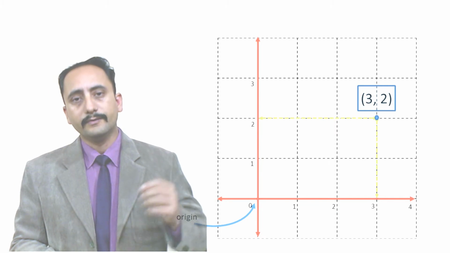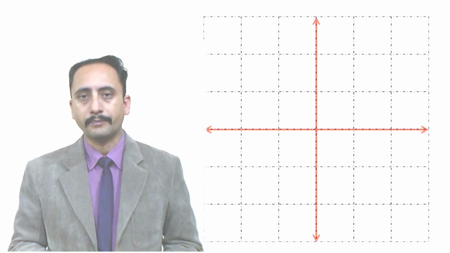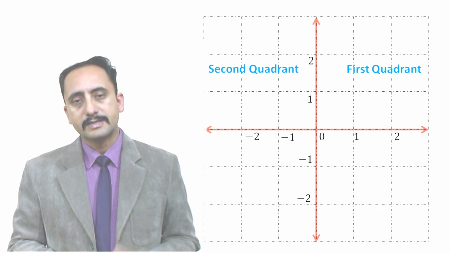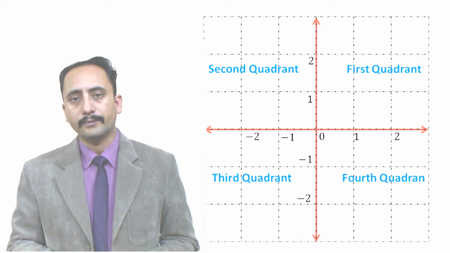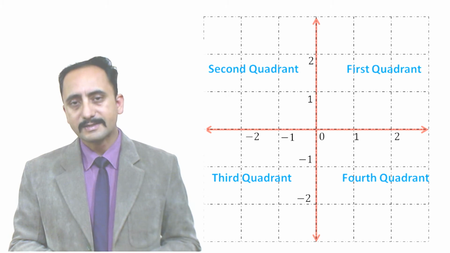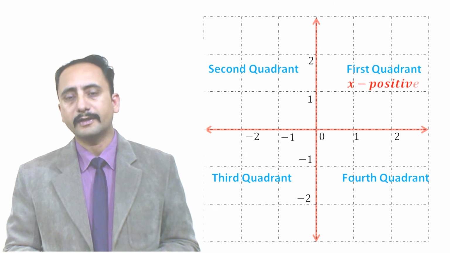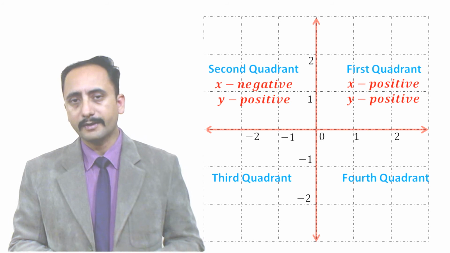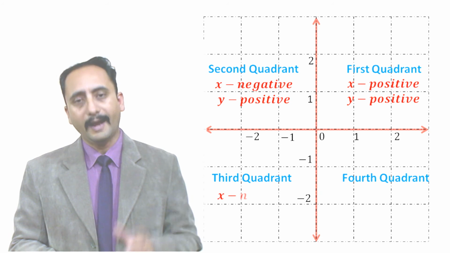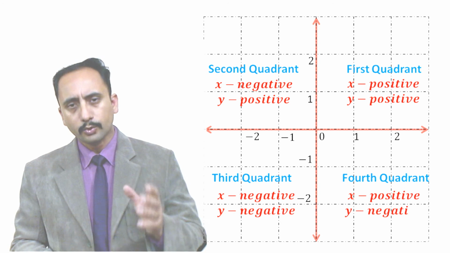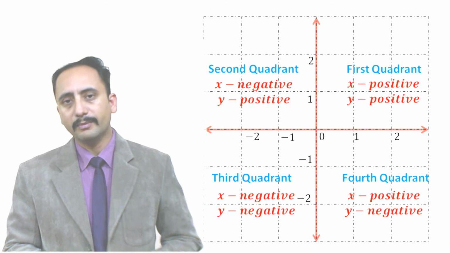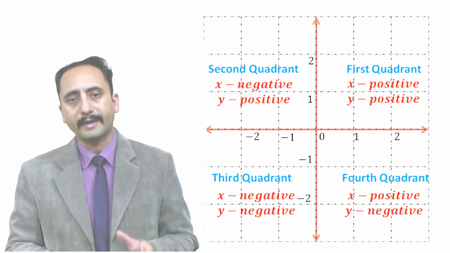Now these x and y axes divide the given plane into 4 different parts, and these 4 parts are known as quadrants: the first quadrant, second quadrant, third quadrant, and the fourth quadrant. The x and y coordinates of each point in the first quadrant will be positive, and any point in the second quadrant, its x coordinate will be negative and y will be positive, and in the third quadrant x and y both coordinates will be negative, and any point in the fourth quadrant, its x coordinate will be positive and y will be negative.